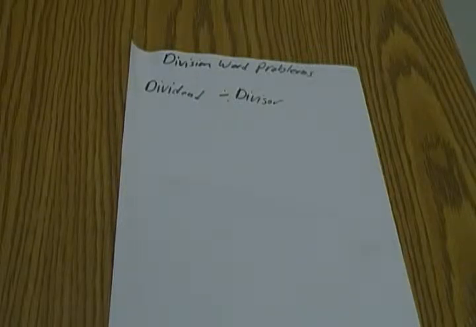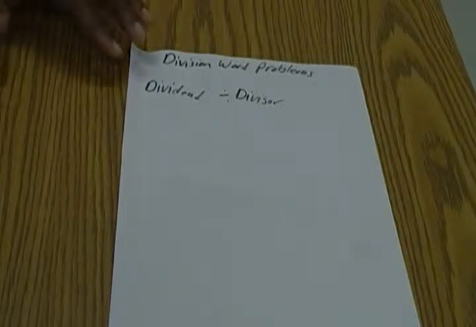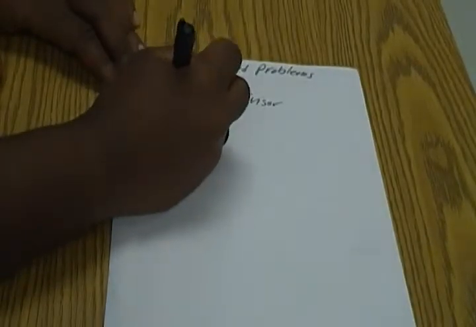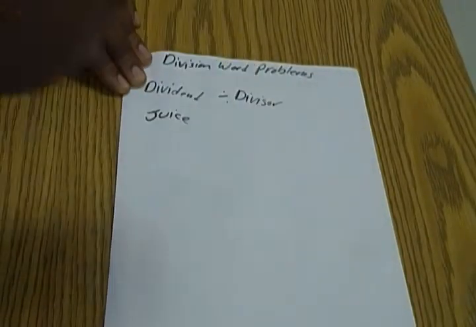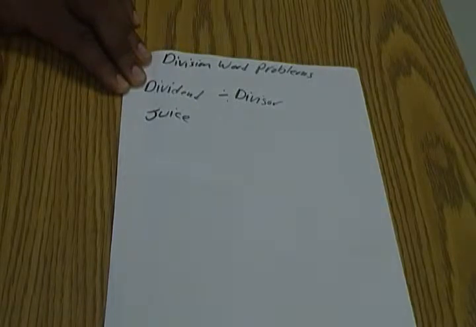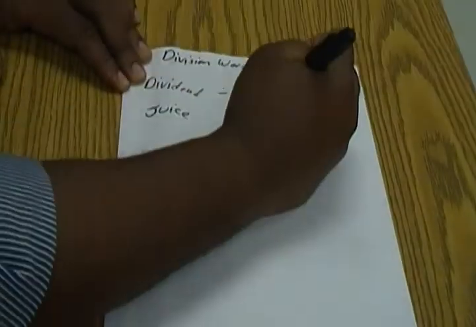So let's say, for instance, that we had 4 friends at a party, and at this party they had a half gallon, 1/2 gallon of juice. So what's being split up is the juice. And what is being divided by? It is being divided by 4 friends.